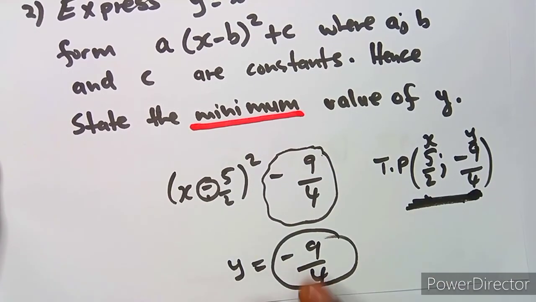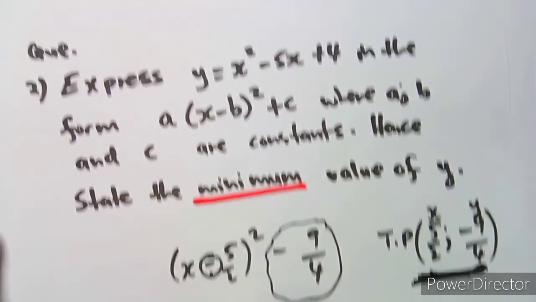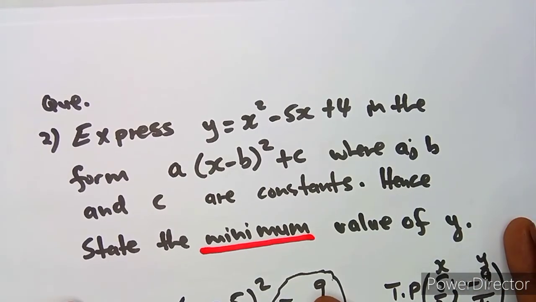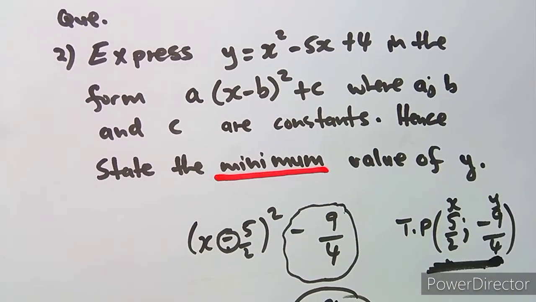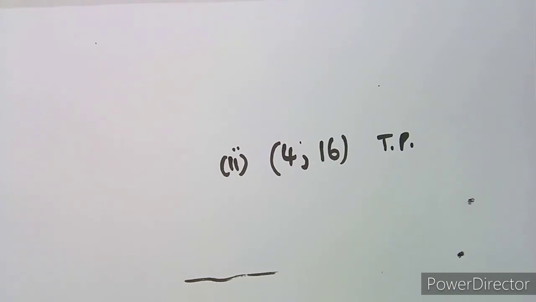This is a turning point, then this is the minimum value of y. So this part, guys, we just follow the procedure. I think now you are used to completing the square and so forth. So I want you to try these questions and see if we are going to obtain the same thing there. So that's what you have, guys.